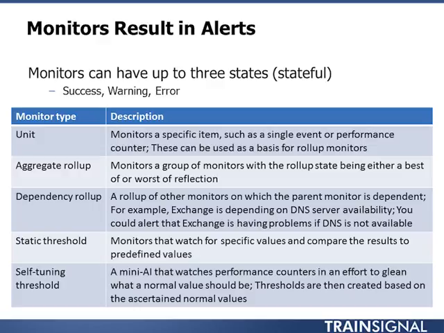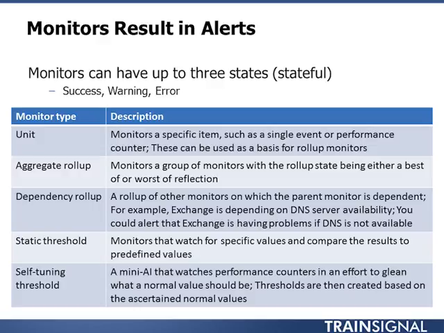We then have what's called a dependency roll-up. This is a roll-up of a number of monitors on which a parent monitor is dependent on the results of a child. For example, Exchange is dependent on DNS server availability. So, if a DNS server in your Exchange environment is having problems, Exchange may report an error because Exchange is dependent on the DNS server, which is a child monitor.